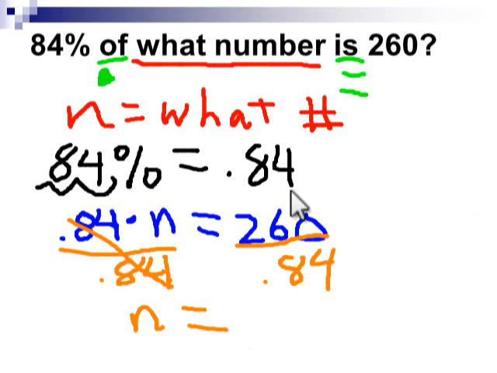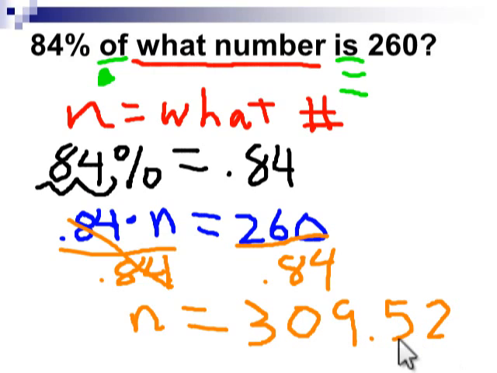And if you actually work out 260 divided by 0.84, the result is a very long decimal. And so we're just going to take it to the hundredths place. So we're going to get approximately 309.52 if we round to the hundredths place. Okay, so 309.52. So let's see if that makes sense.